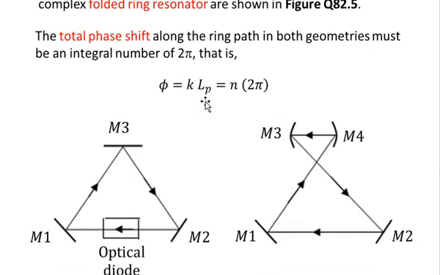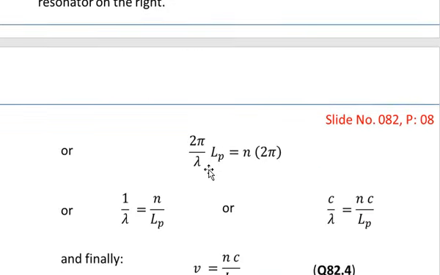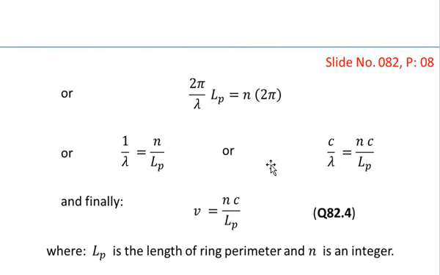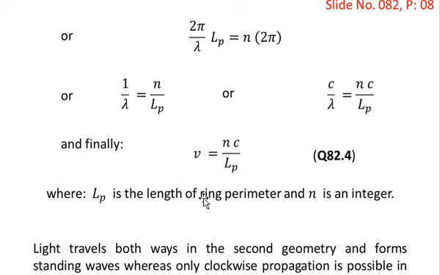So we can simplify this. We can insert the value of k, which is 2 pi over lambda, and then we have Lp, and the same condition is equal to n times 2 pi. We can solve it for 1 over lambda, which is equal to n over Lp, because the 2 pi will cancel out from both sides, and then we can multiply c on both sides. So we have c over lambda is equal to nc over Lp. C over lambda is the frequency nu. So we can write nu is equal to nc over Lp.